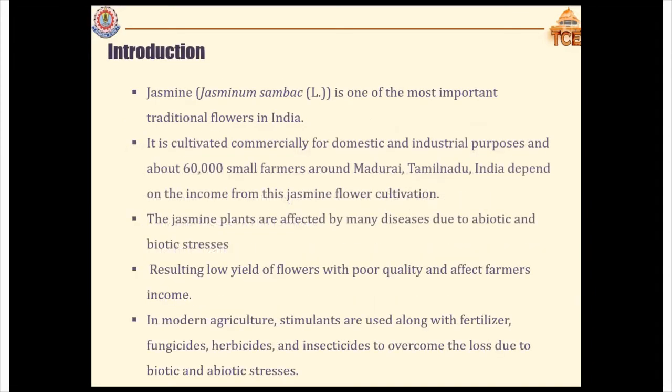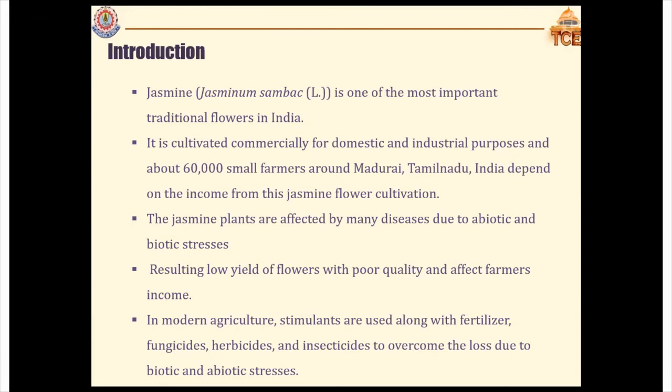So, introduction to our research work. Jasmine, the binomial name is Jasminum sambac, is one of the most important traditional flowers in India. It is cultivated commercially for domestic and industrial purposes. The flower buds are used for making bouquets, strings, mainly for hair decoration, and the essential oil extracted from the jasmine plants is used for preparing perfumes, hair oils, etc.